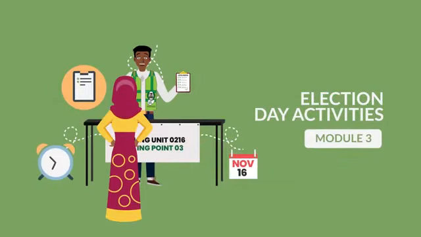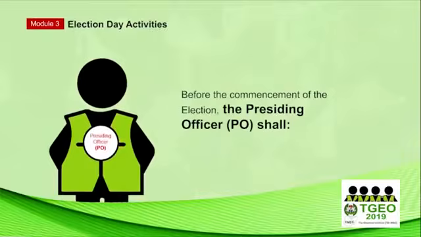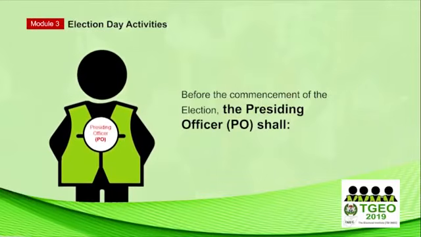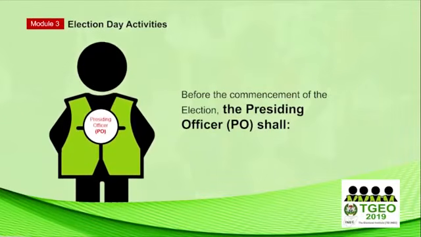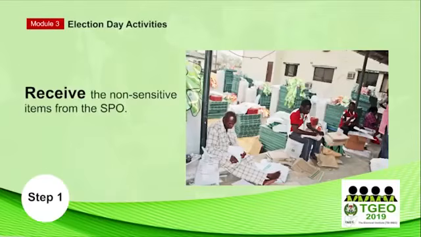Module 3: Election Day Activities. Election Materials. Receiving non-sensitive election materials. Before the commencement of the election, the Presiding Officer, PO, shall: Step 1. Receive the non-sensitive items from the SPO.